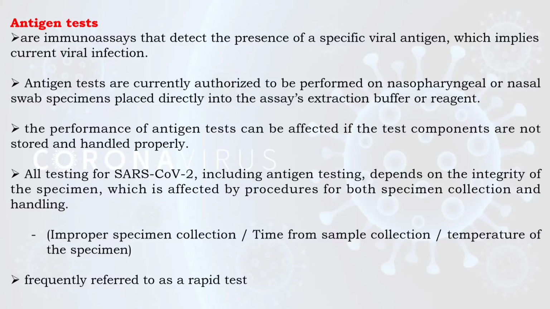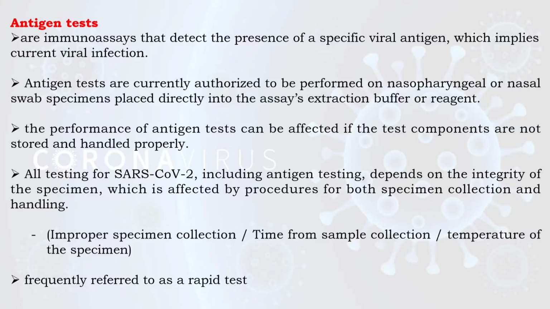All testing for COVID, including antigen testing, depends on the integrity of the specimen, which is affected by procedures for both specimen collection and handling. Improper specimen collection, such as swabbing the nostril too quickly, may cause insufficient specimen collection, resulting in limited amounts of viral genetic or antigen material for detection.